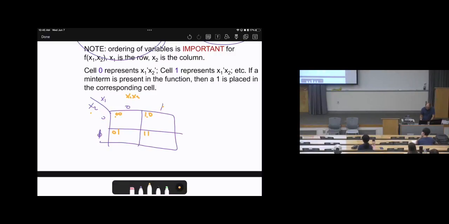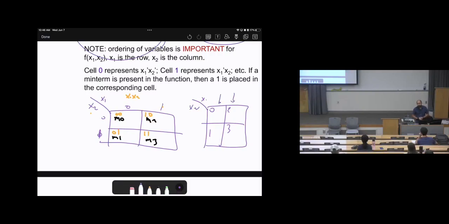Then, in terms of the min-terms, this is equivalent to min-term 0. This is equivalent to min-term 1. This is equivalent to min-term 2. This is equivalent to min-term 3. Sometimes you don't need to manipulate it like this. You can memorize it this way: this is x2, this is x1, then 0, 1, 2, 3, like this, starting column by column. Okay?